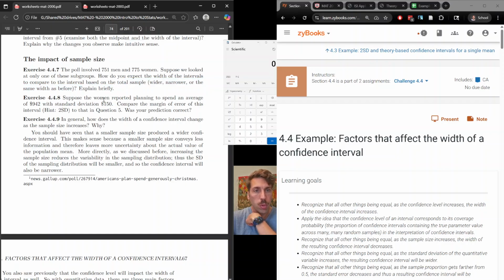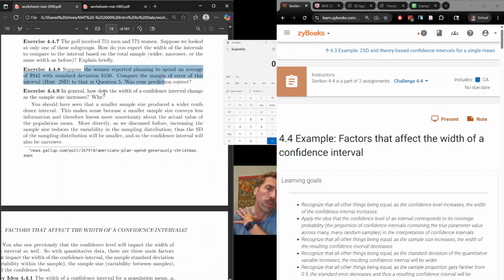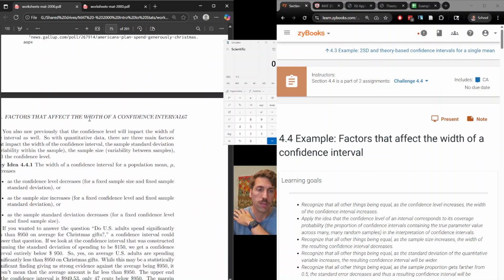Suppose the women reported planning to spend an average of 942 with standard deviation 150. Compare the margin of error of this interval to that of question 5. Was your prediction correct? So now, given your common sense and what you learned from the reading, actually do the computation and compare. Okay, so number 9. In general, how does the width of a confidence interval change as the sample size increases? Why? Use some good explanation there.